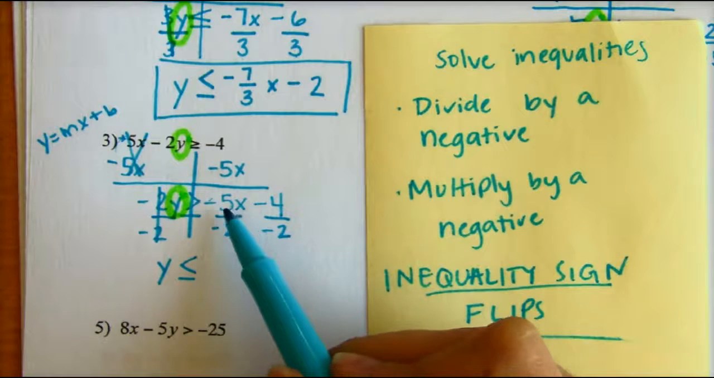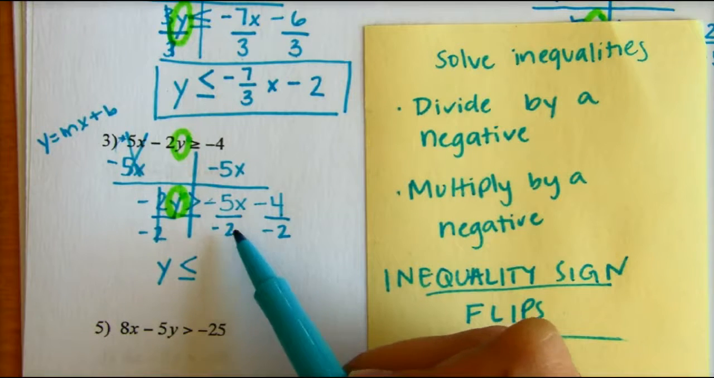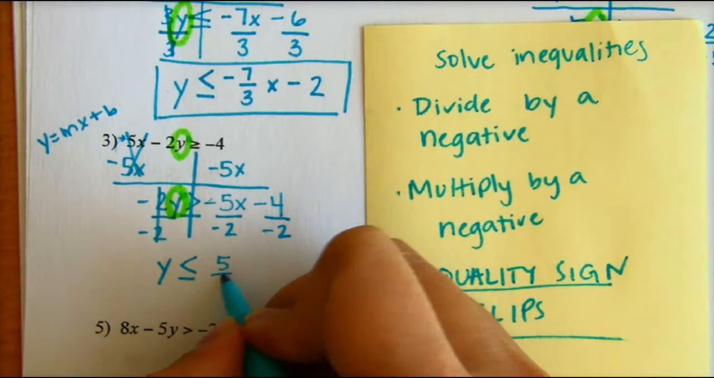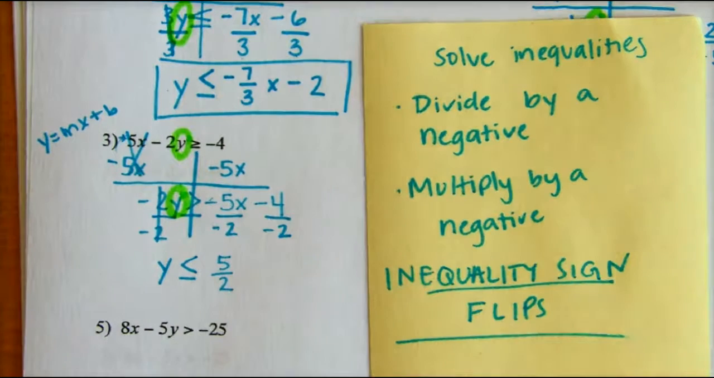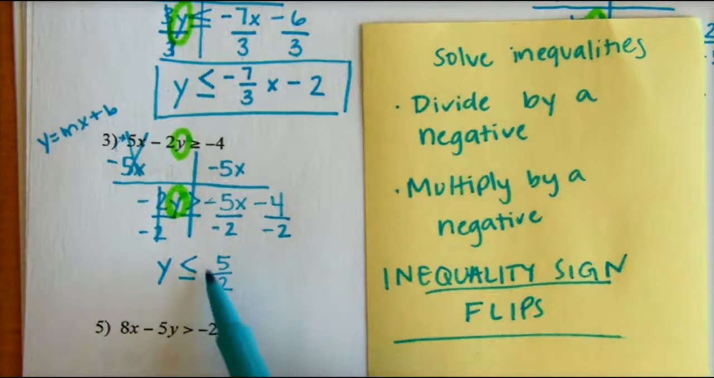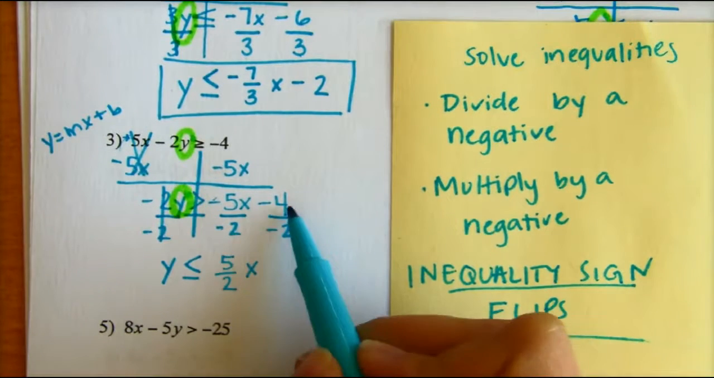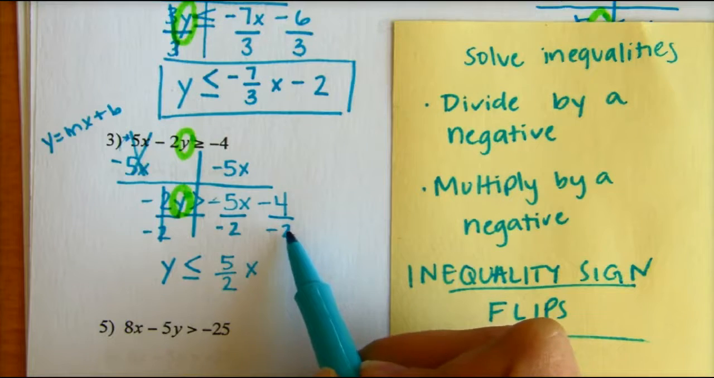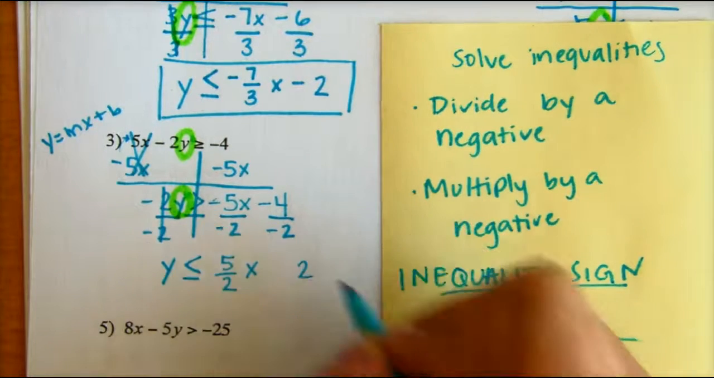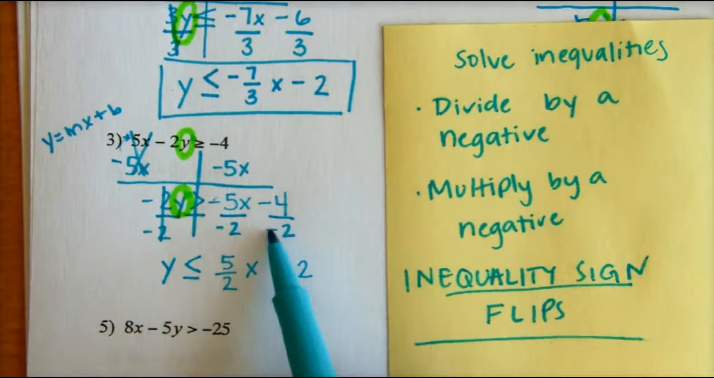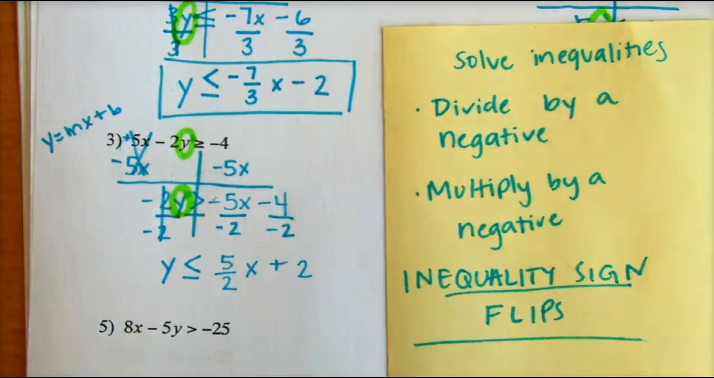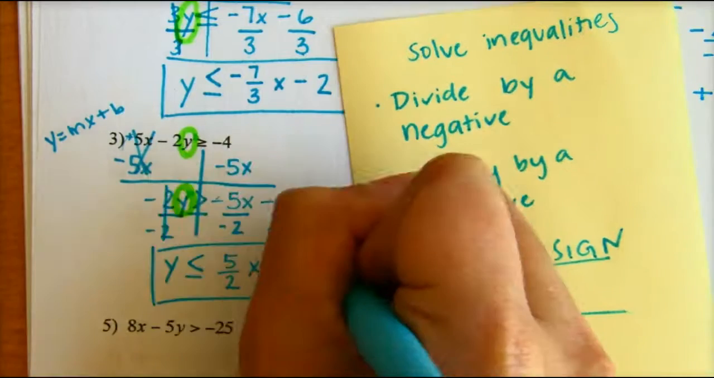Okay? 5 over 2 cannot simplify, so I'm going to write it as it is. A negative divided by a negative gives me a positive, so this is going to stay positive. I'll bring down my x. 4 divided by 2 leaves me with 2. A negative divided by a negative gives me a positive. Okay, and that's going to be my final form.